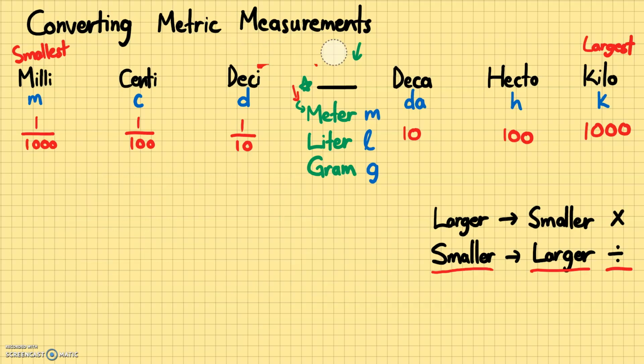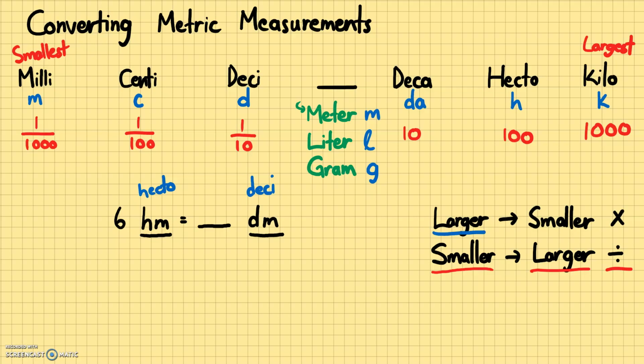Let's have 6 hectometers equals how many decimeters? This one is hecto, and this part is deci. First of all, do we need to multiply or divide in this case? We're going from a larger unit, hecto, to a smaller unit, deci. So we're using larger to smaller, and we need to multiply here.